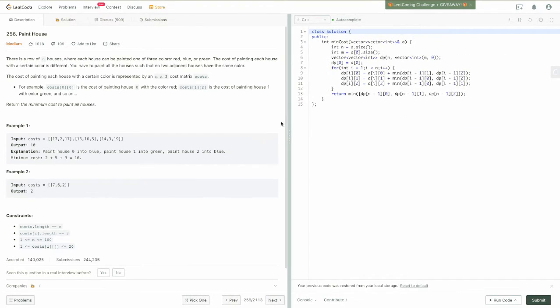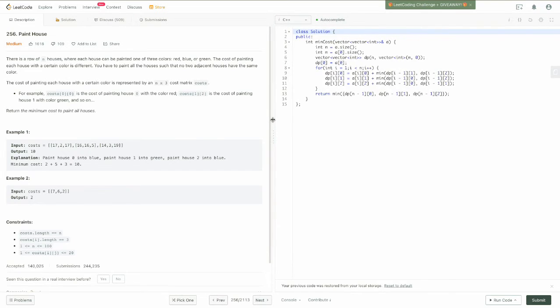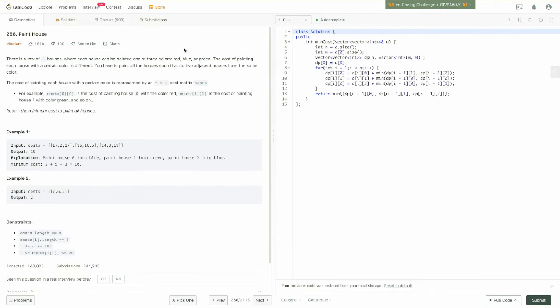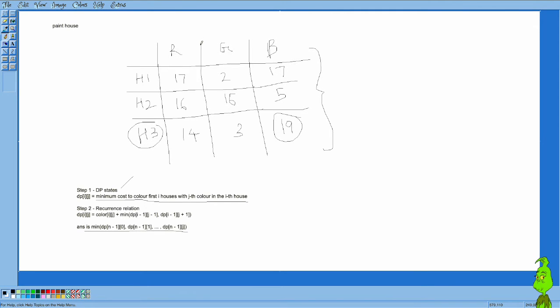So here it's only for 3 houses, so it becomes a smaller version of the problem with a limited number of colors. So it's not 3 houses, I think it's n houses only, but colors are 3. So there are only 3 colors, but there can be more colors also. The problem remains the same.